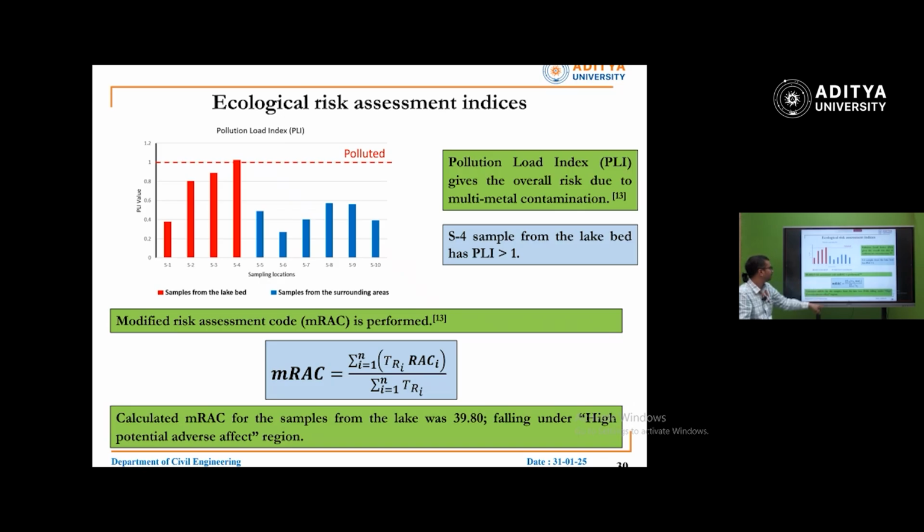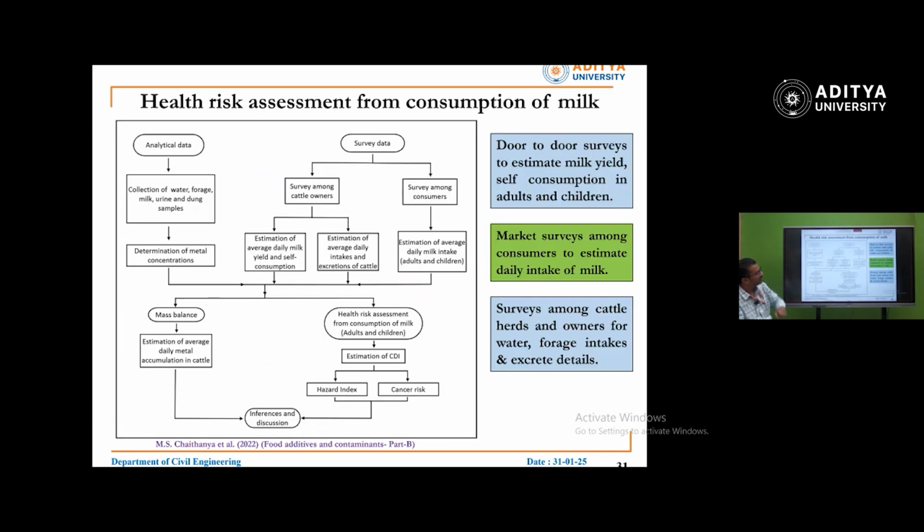So this is the second one, the modified risk assessment code. This can be calculated from this formula. TRA is nothing but the toxic response factor. Based on the metal, that value will change, and RAC means the readily available form, that means the metal concentration in the exchangeable form. So from this we have identified the modified risk.